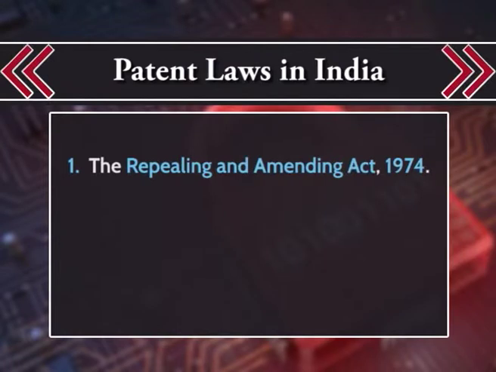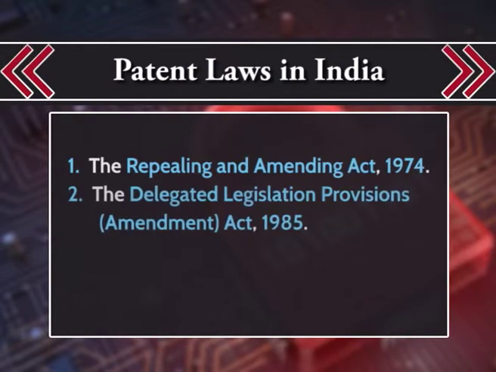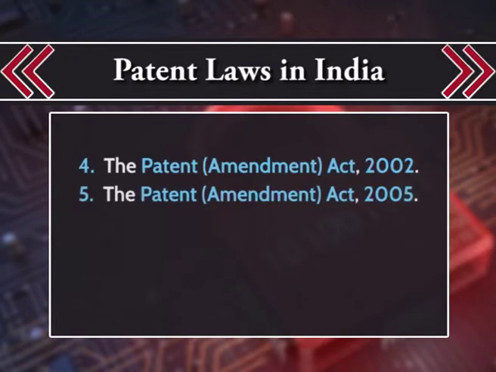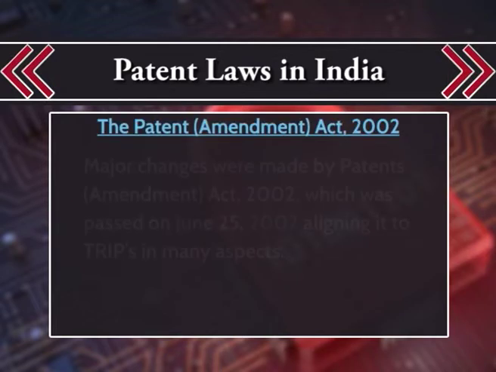To save the interest of the inventors, the British rulers enacted the Indian Patent Designs Act 1911. Since then, due to the substantial changes in the political and economic conditions of the country, it was found desirable to enact a comprehensive law on the subject. Therefore, the Patent Act 1970 was enacted in 1970. Subsequently, the Patent Act 1970 was amended by the following: the Repealing and Amending Act 1974, the Delegated Legislation Provisions Amendment Act 1985, the Patent Amendment Act 1999, the Patent Amendment Act 2002 and the Patent Amendment Act 2005.